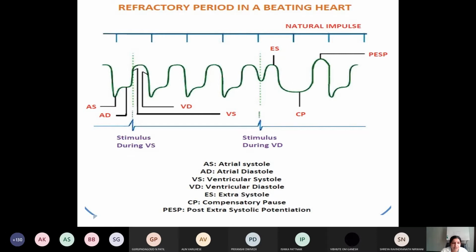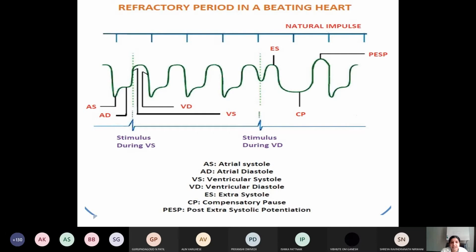In this graph, as you are seeing, AS means atrial systole, AD is atrial diastole. From this point atrial systole has begun and it ends here, and at this point atrial diastole begins. This is followed by ventricular systole and ventricular diastole. If you start from this point, when you reach this point, both atrial and ventricular systole and diastole are over. So if you give a first stimulus, now please listen carefully to understand the concept.